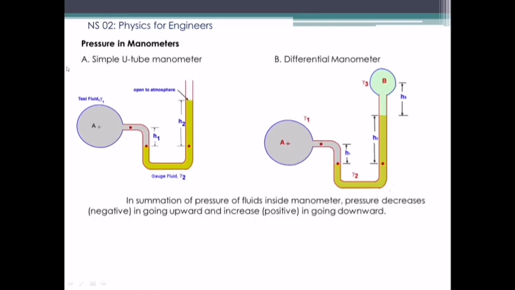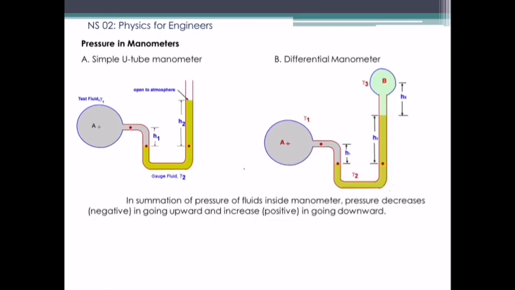And so we have here the manometer. A manometer is an instrument used to measure gauge pressure. We have two types: the simple U-tube or open type manometer, and the second one is the differential manometer. As you can see, for the simple U-tube manometer, the other end is open to the atmosphere, while for the differential manometer we have different points, A and B, which have different pressures.